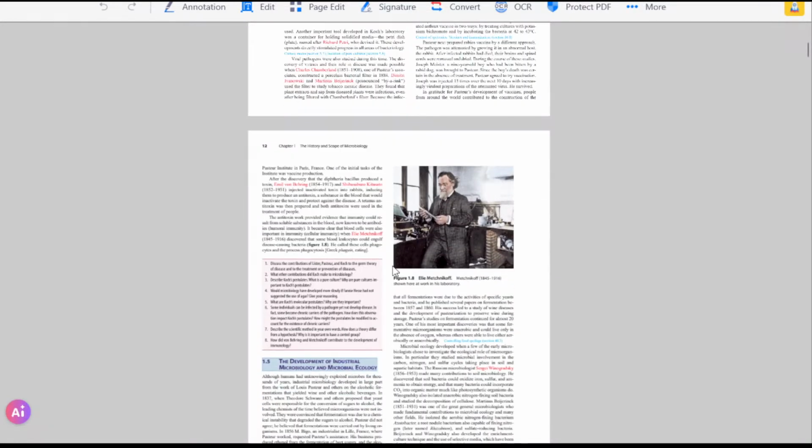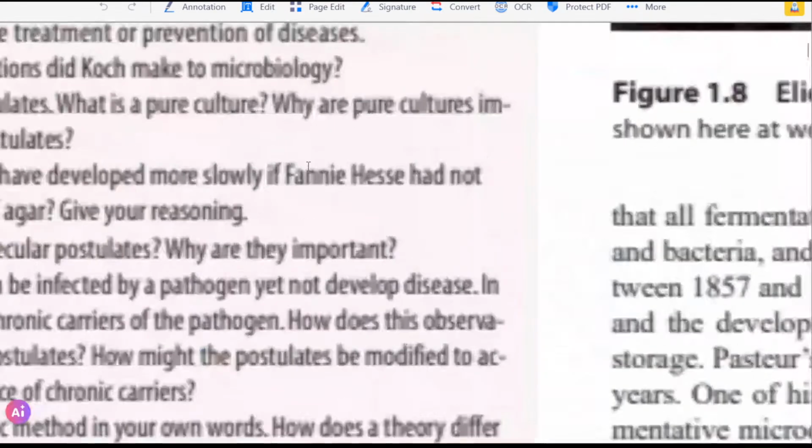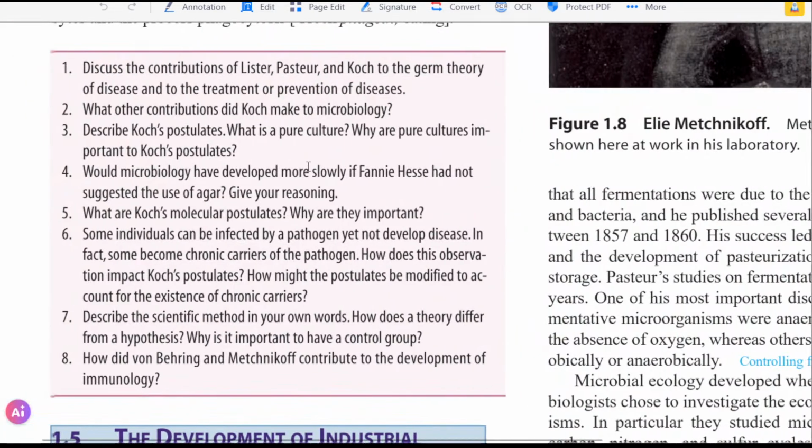Yeah, so here are lots of questions. Lister, Pasteur, and Koch contributed to the germ theory of disease. First, you have to know what the germ theory is.